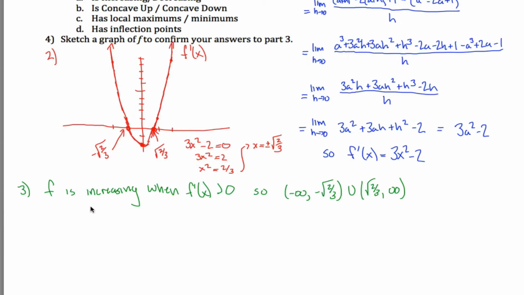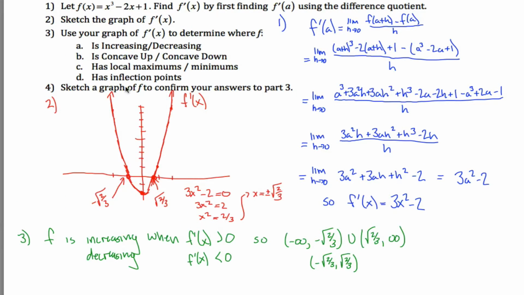And similarly, f is decreasing when f prime of x is less than 0. And it's less than 0 in between those points, so from negative square root of 2/3 all the way up to the square root of 2/3. So I guess this is part A here.